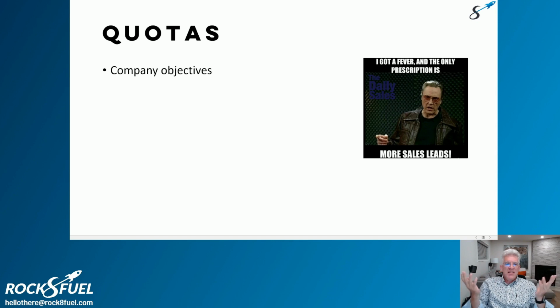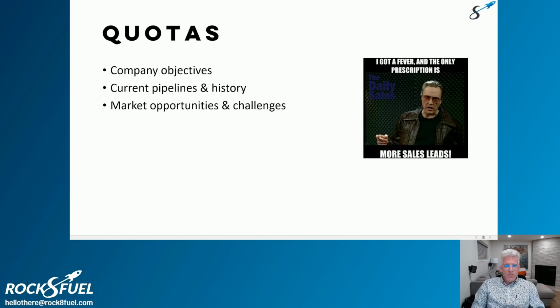What else is there at the end of the day, right? I'm not saying that we're not going to go into the company objectives, but that's the ground zero. That's the basic starting point. And then you have to look at pipelines, history, seasonality, depending on your business. That's going to affect how you calculate quotas. What market opportunities are there?